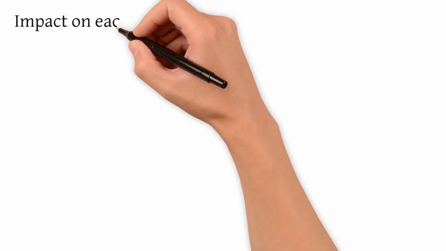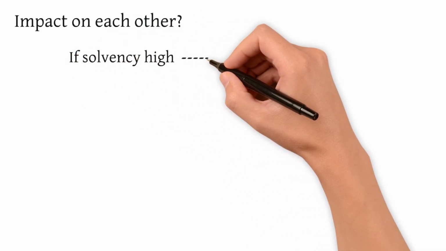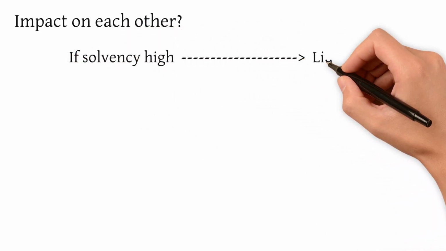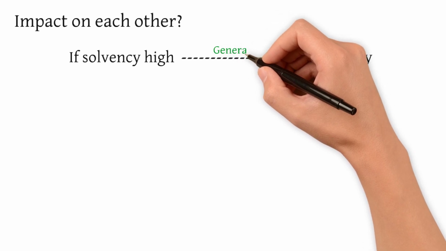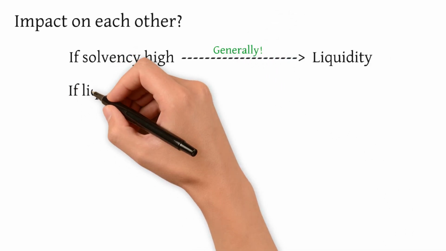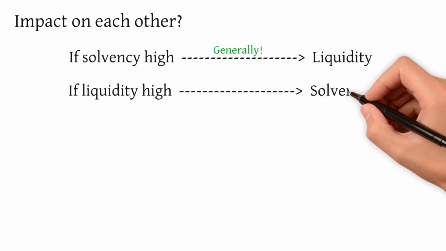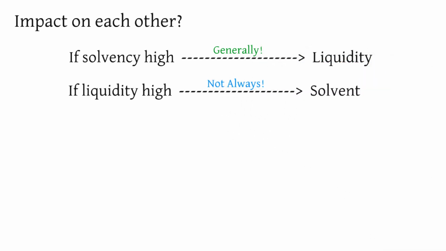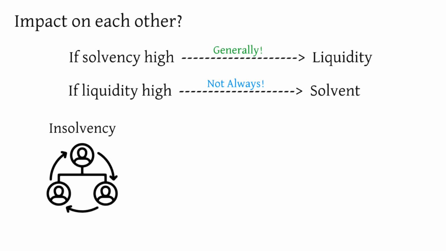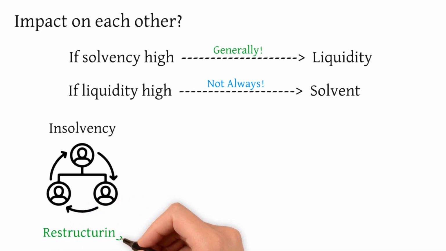But do they have an impact on each other? Absolutely. If the solvency is high, generally it's a matter of time before the business will obtain liquidity. On the other hand, if liquidity is high, that does not mean that a business will remain solvent. Insolvency is a major problem in which there may need to be radical restructuring of a company's operations.